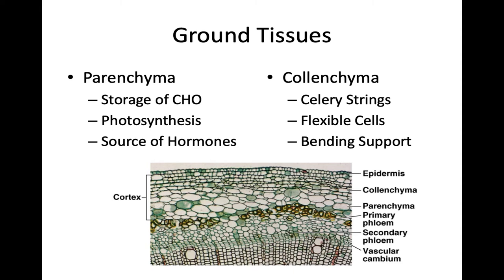The main function of parenchymal cells is to store carbohydrates and other materials, so they have large vacuoles that aid in that. This is where photosynthesis is going to occur, so you see chloroplasts in here, and then they're also involved in secretion. So this is where you're going to store hormones for secretion when the plant needs them during development.